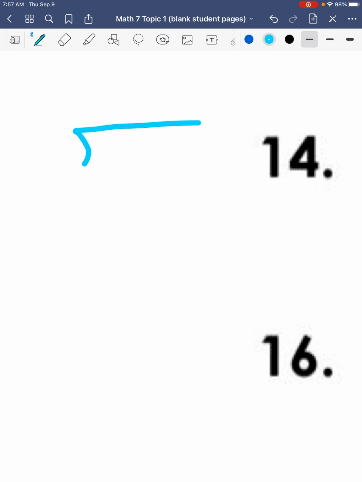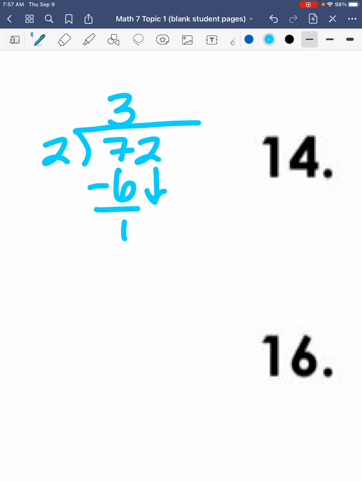So my division bar right here, and I would put 72 on the inside and 2 on the outside. How many times will 2 go into 7? Well, 2 goes into 7 3 times. 3 times 2 is 6. When I subtract, I get a 1. So I'm going to bring down this 2.